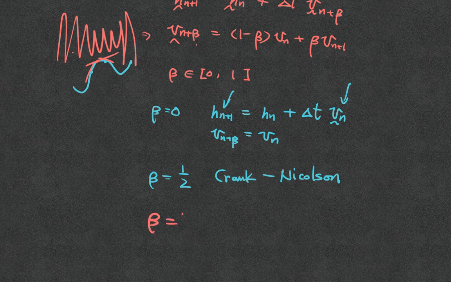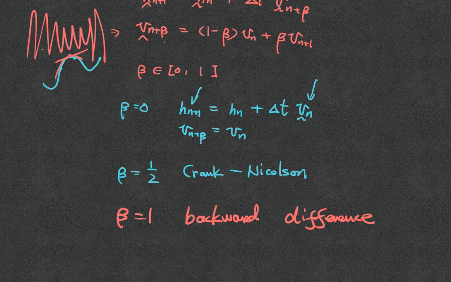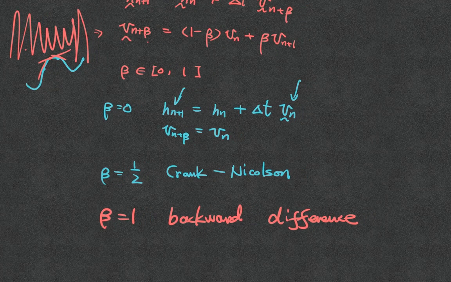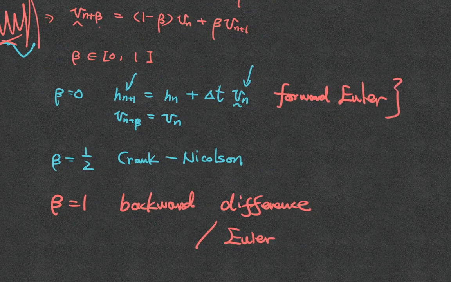And then I have beta equals 1, which has a good property. This is called the backward difference. Now, this phi method, the forward Euler. So this is called backward difference, but you can also call it backward Euler. I think people also understand what you're talking about, and Crank-Nicolson. The first method, we will call the explicit method. And this second category, we will call the implicit method.